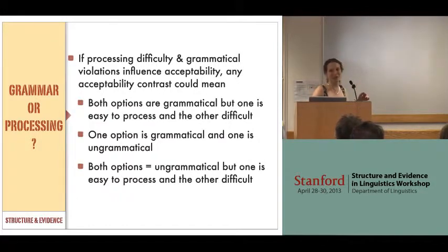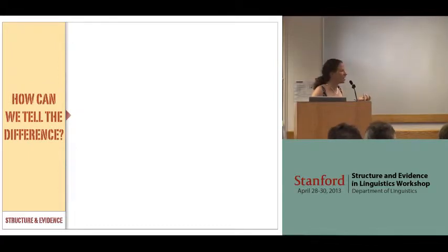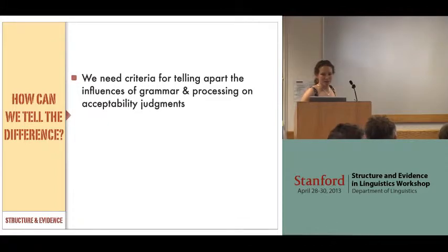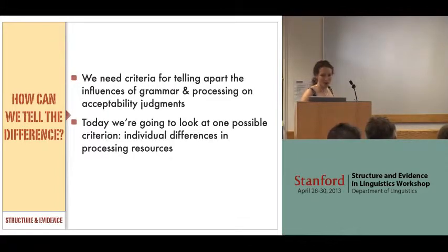And so in our various work, between me and Philip and Ivan and some other people, we have found examples of all of these cases. So how can we tell the difference between these different contributing factors? And so we need some criteria for telling them apart, and as Ted has just told you, it's been proposed that individual differences in processing resources could help us with this, right? So maybe looking at how judgments correlate with these individual differences, how they're related to the individual differences, can be one answer to the question.